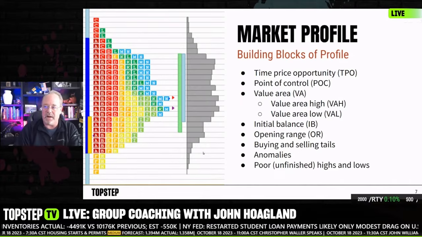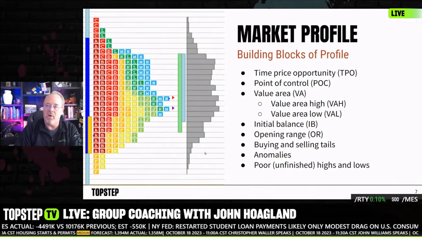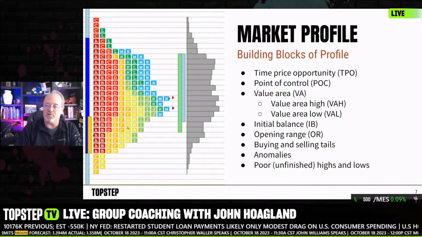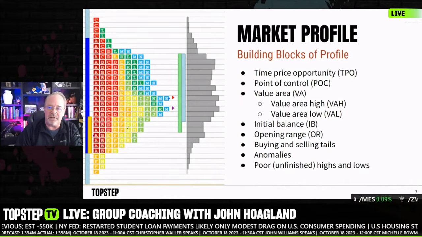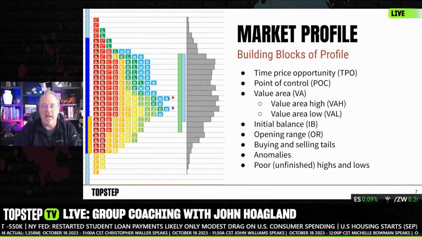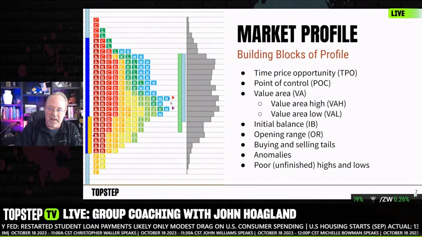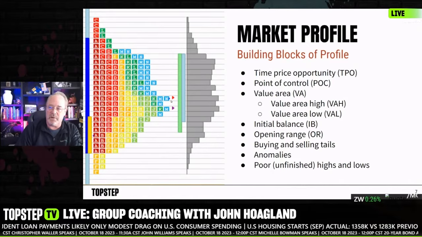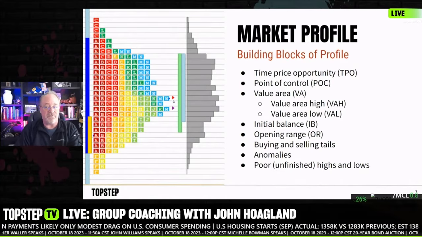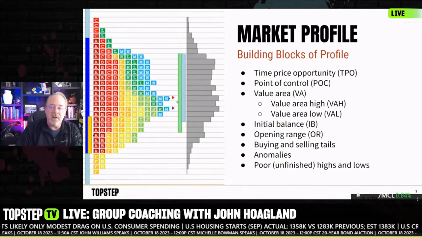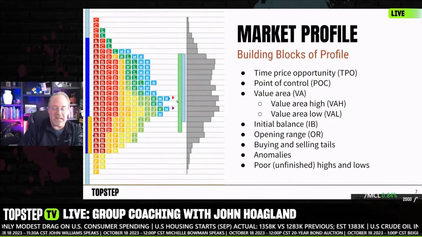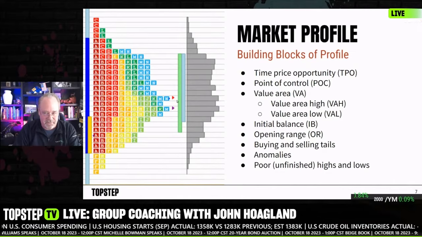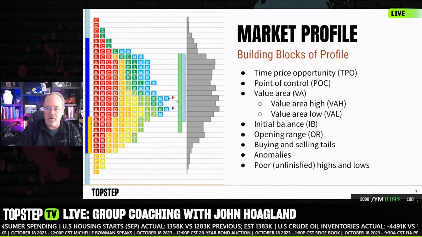The time price opportunity, the TPO. It's each of these little building blocks. Point of control. A lot of folks wonder what that is. In market profile, it is the widest line of TPOs that's closest to the center of the range. The point of control is considered the fairest price of the day. It's been the most visited price for the entire session.